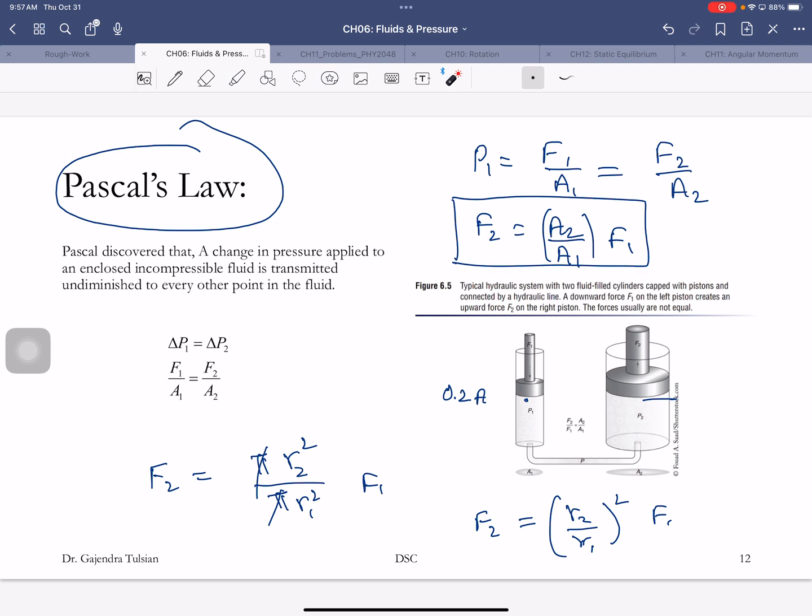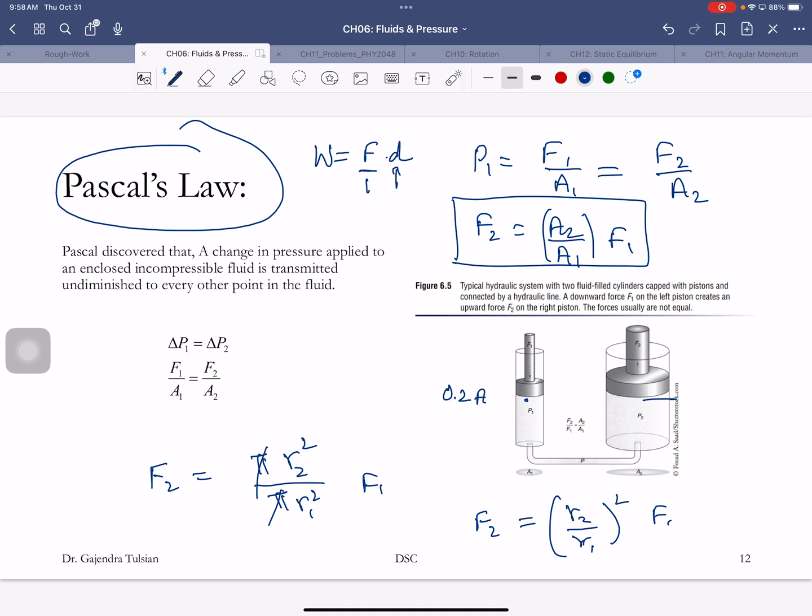Okay, so it turns out, here's the deal. The work done is force times distance. You apply a smaller force, you have to apply a greater distance. So for the patient to move just a little bit, the dentist has to pump several times. So the small force has to move a large distance, where the output force will move a small distance.